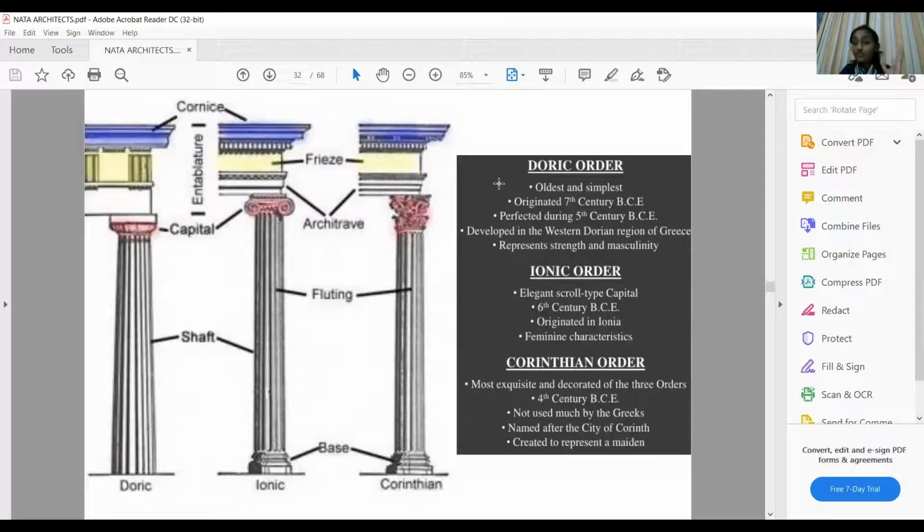If we observe the same thing in your Indian architecture, it was again a slightly more detailed kind of a structure. Whereas when we observe the same thing in Greek, it was mainly divided into three orders with great proportions and precise calculations. So the first simplest form is the Doric order without any base. This originated in the 7th century BC, and then slowly they started experimenting with the materials.